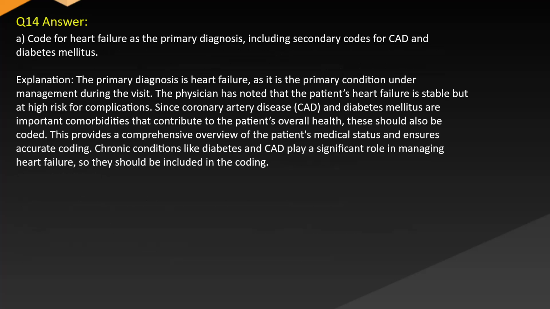Answer. A. Code for heart failure as the primary diagnosis, including secondary codes for CAD and diabetes mellitus. Explanation. The primary diagnosis is heart failure as it is the primary condition under management during the visit. The physician has noted that the patient's heart failure is stable but at high risk for complications. Since coronary artery disease, CAD, and diabetes mellitus are important comorbidities that contribute to the patient's overall health, these should also be coded. This provides a comprehensive overview of the patient's medical status and ensures accurate coding.